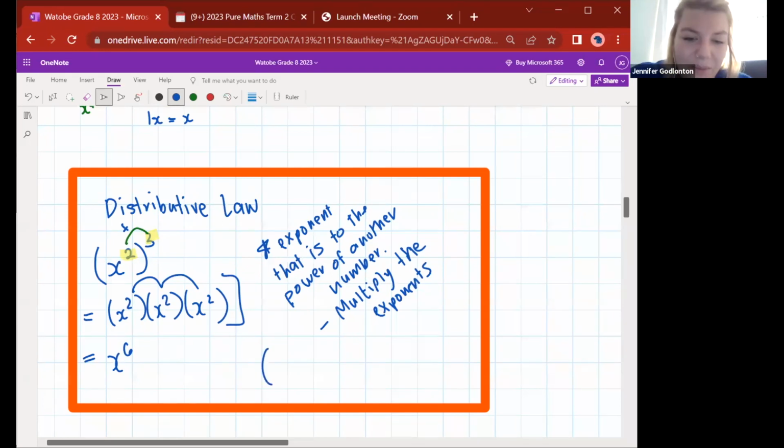So as another example, if I had y to the power of 4 to the power of 3, what would that answer be? Think about what we've just said now. What we do to those two exponents. Good job, Alicia. Perfect. Y to the power of 12. Exactly. Okay.